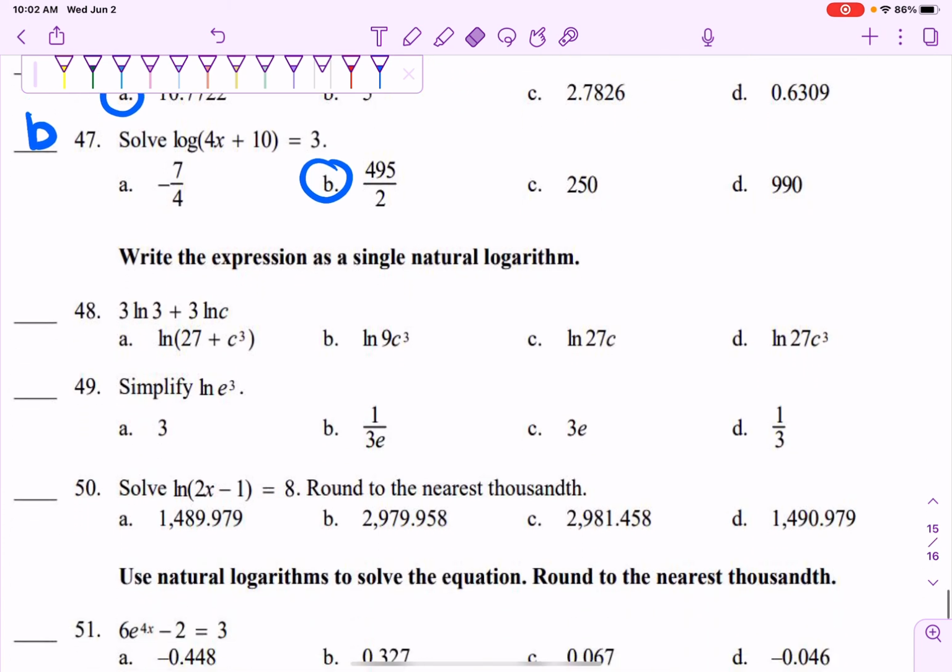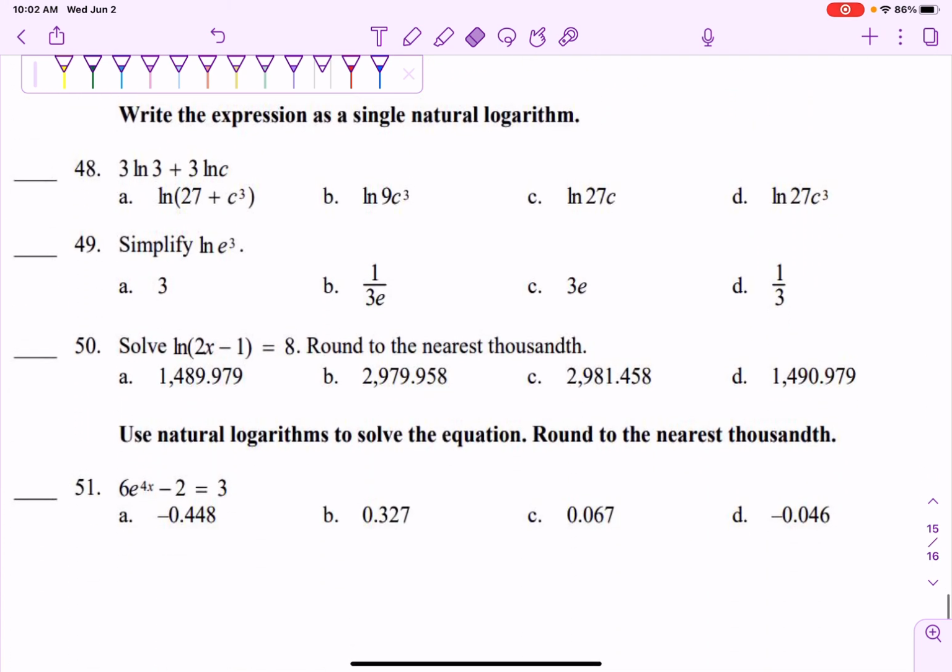Let's go to the next one. The next set of directions says write the expression as a single natural log. So remember, these have the same properties as regular logs do. So write it as a single log. I'm going to take this and put it as the exponent here, and this and put it as the exponent here. So it's the natural log of 3 to the third plus the natural log of c to the third.